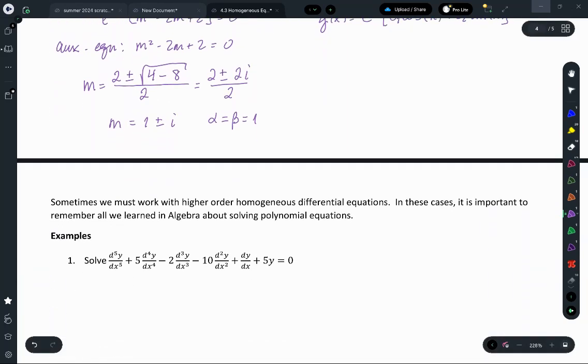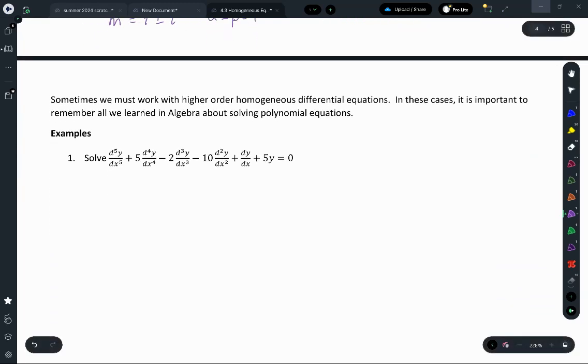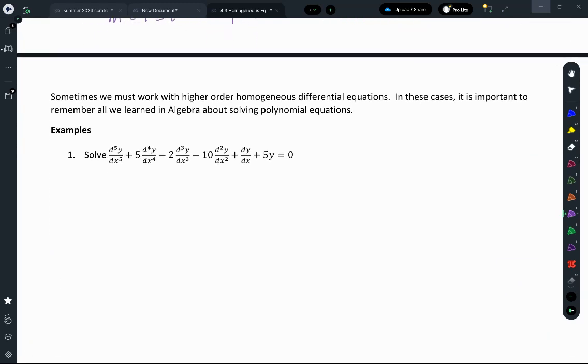Okay. Now, sometimes we have to deal with higher order homogeneous differential equations, and it's going to bring up some algebra for you. And so I've given us a couple of higher order problems to work through so that we can really focus on solving the auxiliary equations. Forming the solutions won't be too rough. It's, strangely enough, the algebra that's the hard part here, okay?